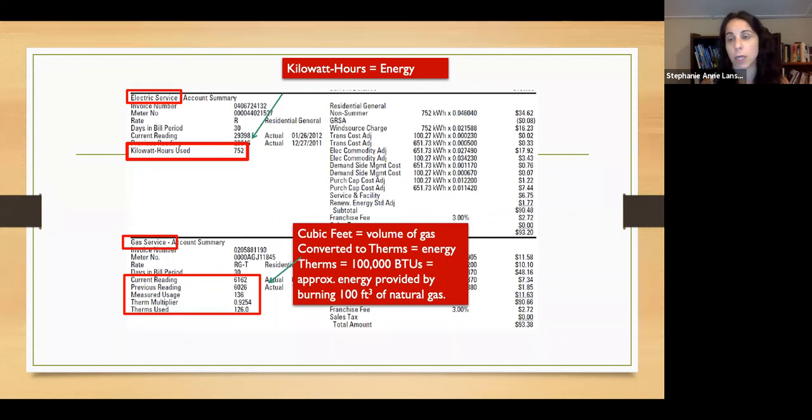So a therm is actually 100,000 BTUs, which is the approximate energy provided by burning 100 cubic feet of natural gas. So here we have 126 therms, which means that about 126,000 BTUs of natural gas energy were burned to provide that heat energy to this house.